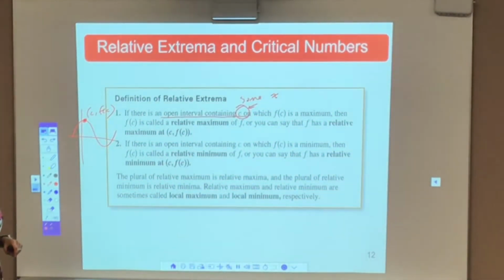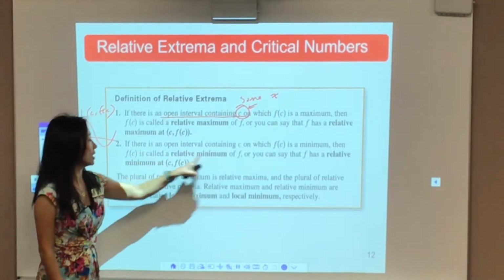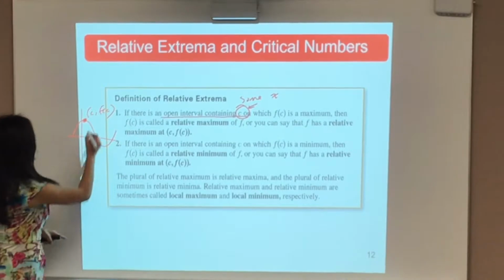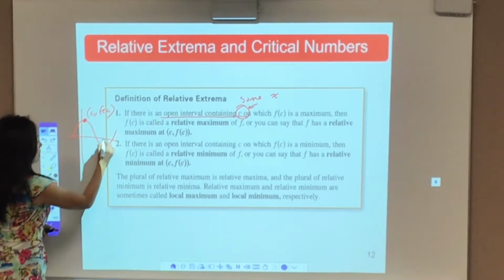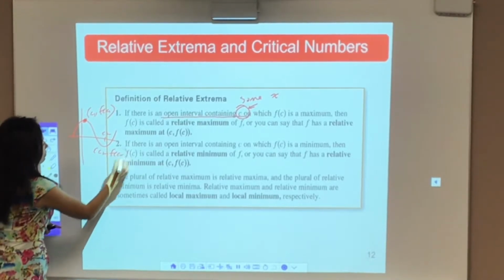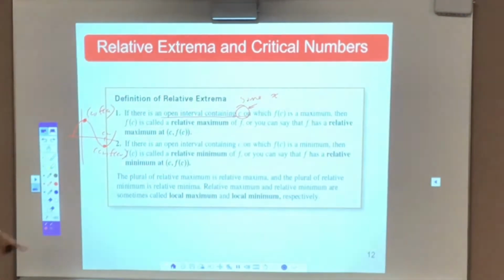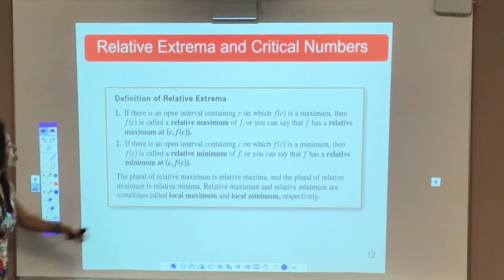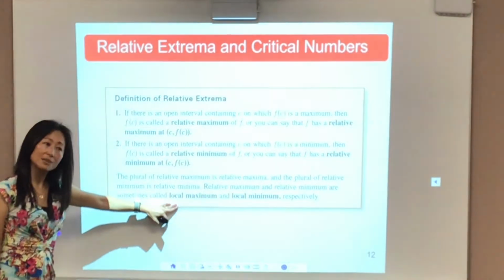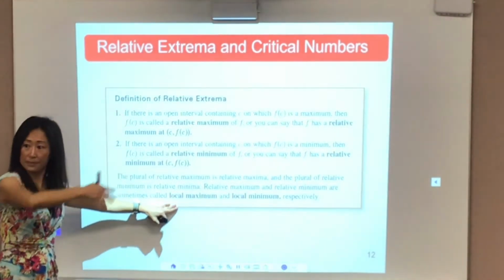Next one, if there's an open interval containing c on which f of c is a minimum, then f of c is called a relative minimum. For the relative minimum, I'm going to call this one c1 and this one c2. f of c2, that's your minimum. Okay, everybody with me? All right. Also I can say local maximum and local minimum. The other one is called absolute maximum and absolute minimum.